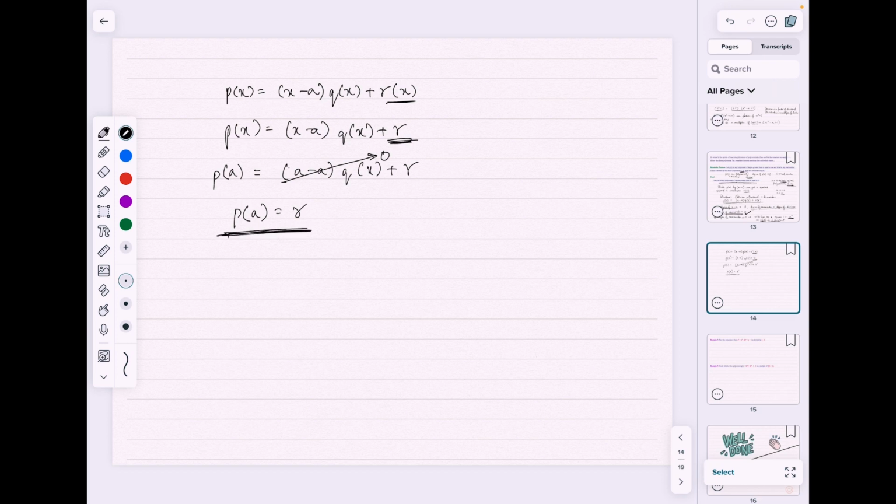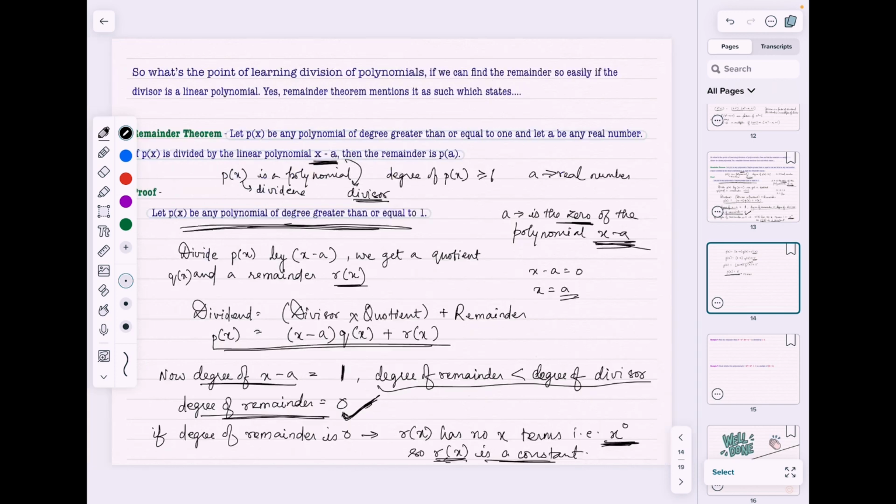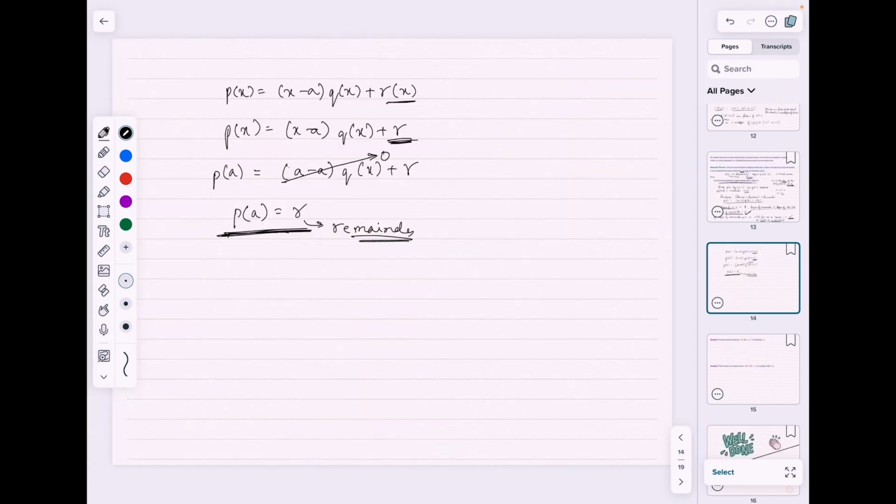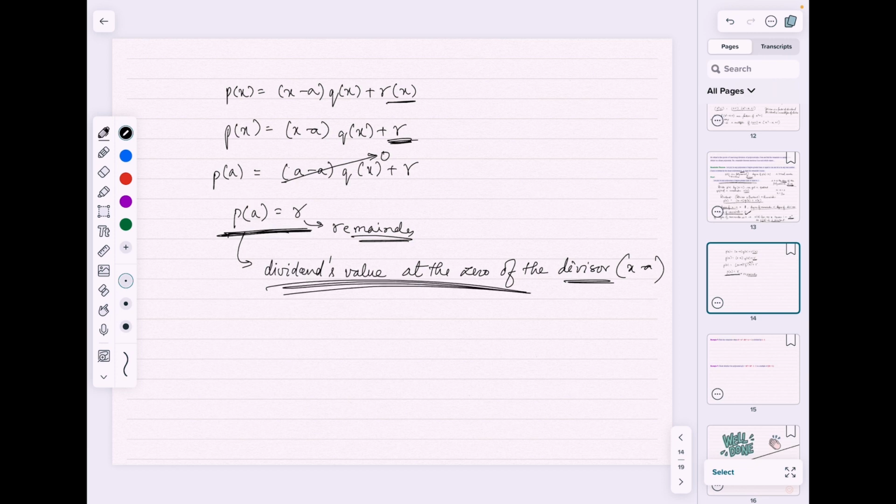This thing only I said. P of a is what? The r is the remainder. P of a means the dividend's value at the 0 of the divisor, because the divisor is x minus a, and a is the 0 of x minus a. So the dividend's value at the 0 of the divisor gives us the remainder. It is proved. That is the remainder theorem.